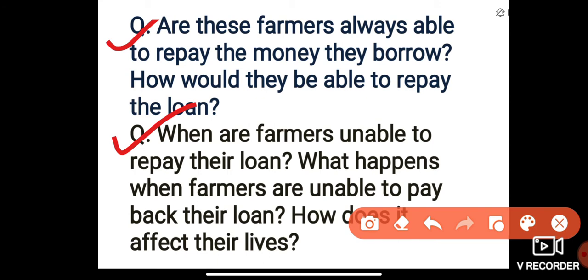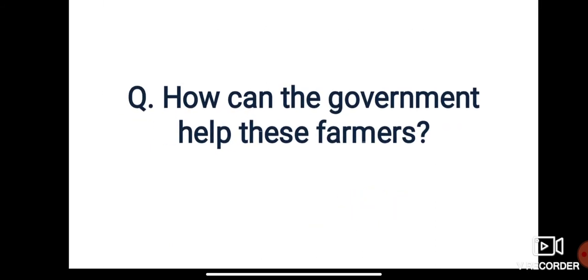Last question: how can the government help these farmers? How can the government help poor farmers? There are lots of things that the government can do. In what way? The government can help the farmers by giving good irrigation facilities so that they don't depend on the rains alone, and by providing them with seeds and fertilizers at a cheaper price, at a cheaper rate.